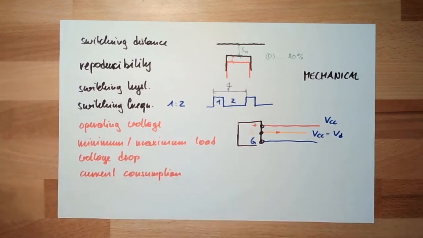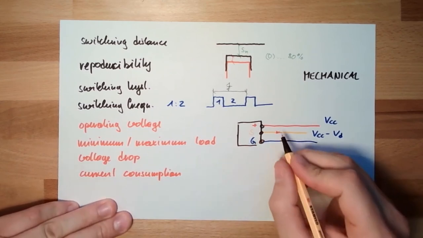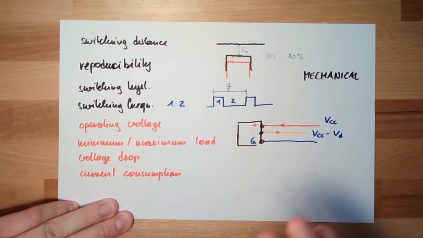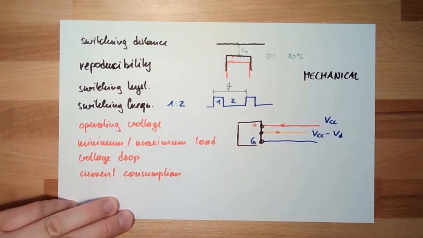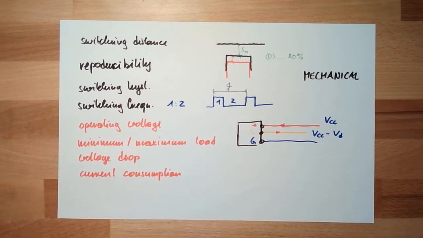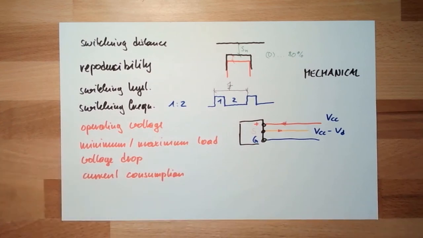What is the current consumption? Even if the sensor is not switched on, it will use some current. If it's not switched on, there is nothing coming back, it will use current for itself. It simply has to supply itself. It has to be supplied. And this is the current consumption, or power consumption, or blank power consumption, empty power consumption, something like this. The power consumption on its own.